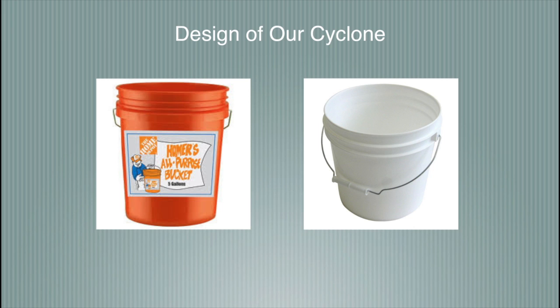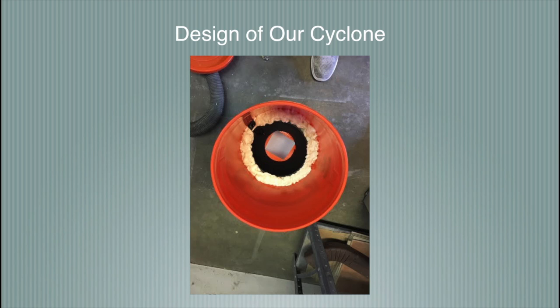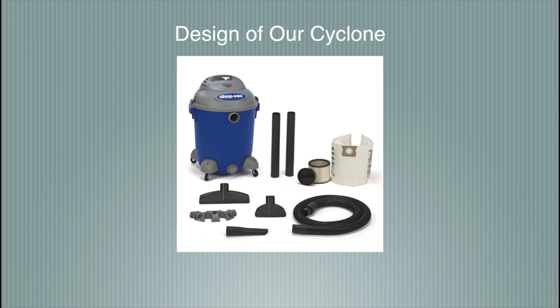Our design utilizes a 5-gallon bucket for the body and a 2.5-gallon bucket for the hopper below. A hole was cut in the base of the 5-gallon bucket to allow the particles to drop into the hopper. We also installed a funnel in the base around the hole to guide the particles down easily. We used a shop vac we had available for our pump because the flow rate was high enough to ensure separation.